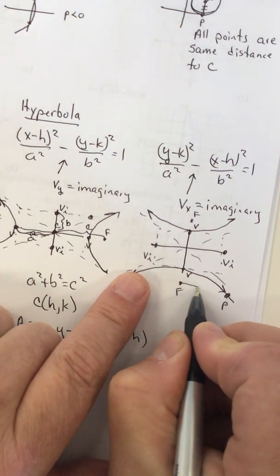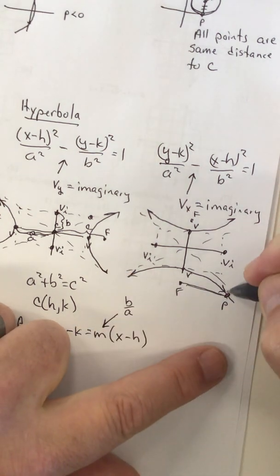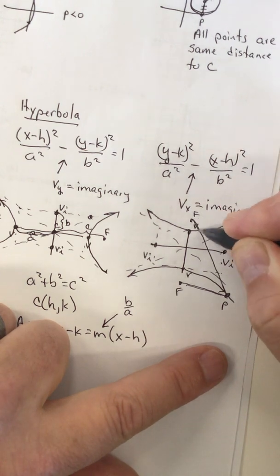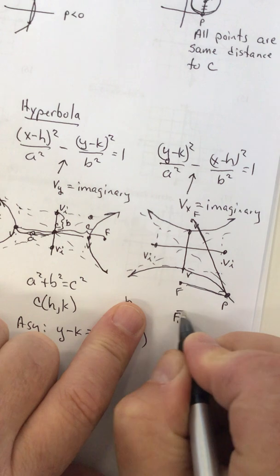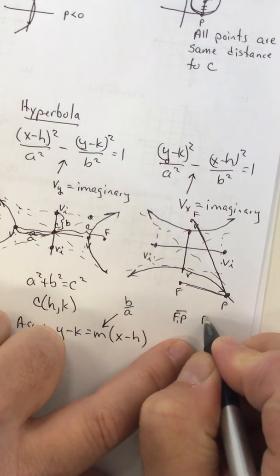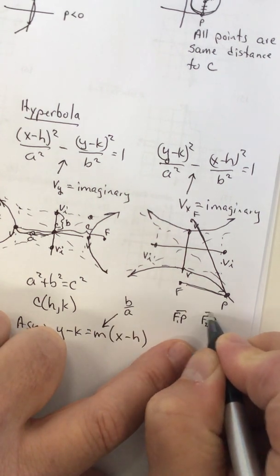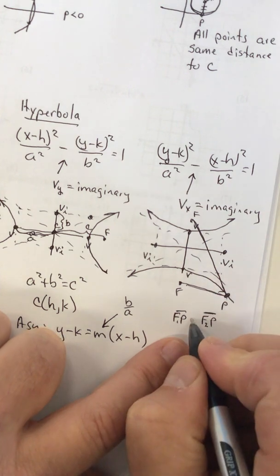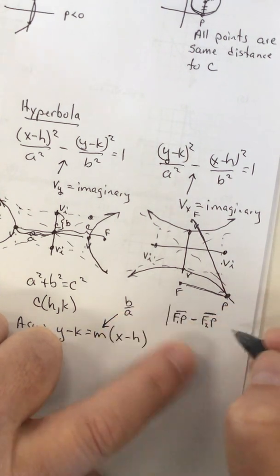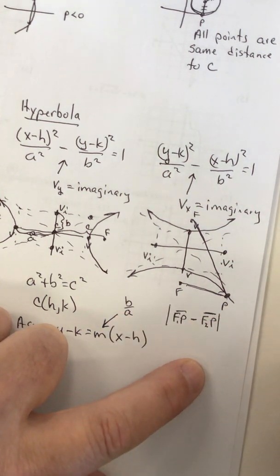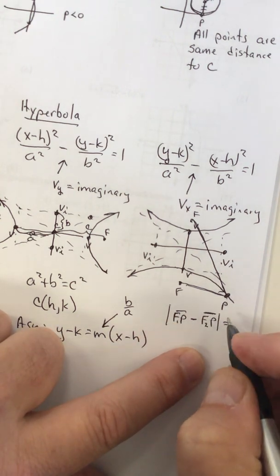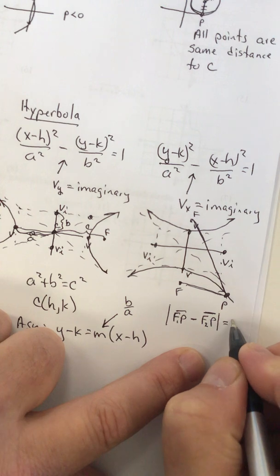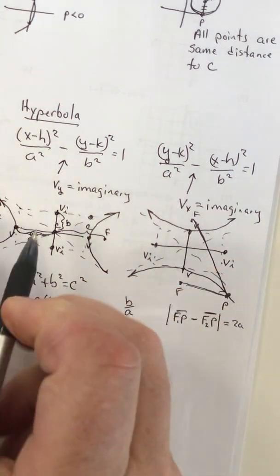The distance to that focus and that focus, so those two distances, focus 1 to the point and focus 2 to the point. If you take those and subtract them together and then just take the positive number of that. So if I subtract those together, now that equals 2A. And remember what A is.